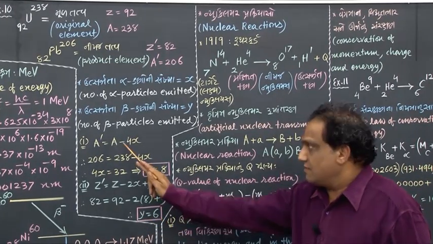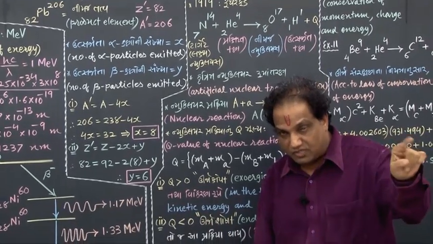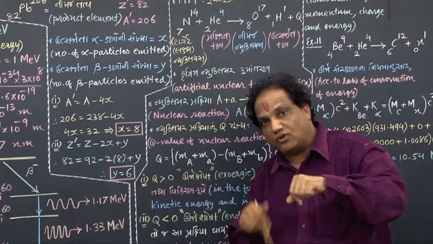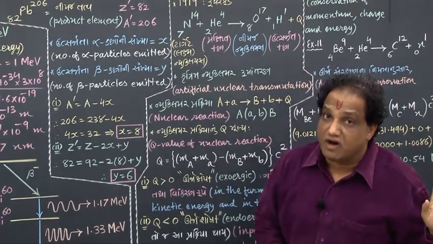Got it? Please remember this formula. How much is A dash? A dash equals A minus 4x. You apply that formula first and later on the formula of Z dash. Z dash equals Z minus 2x plus y. Got it?